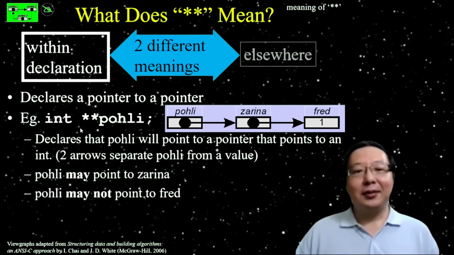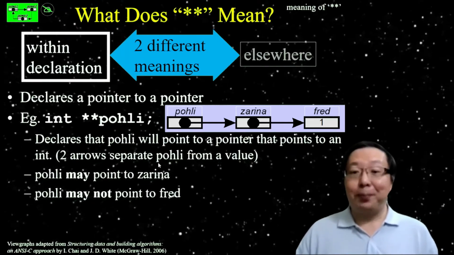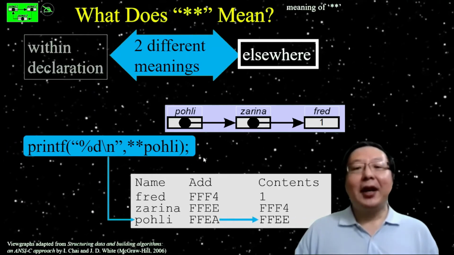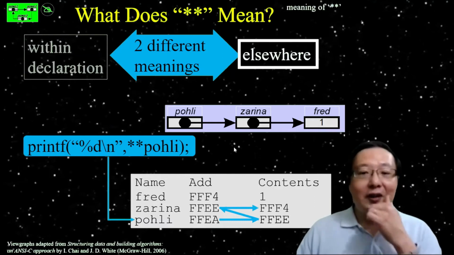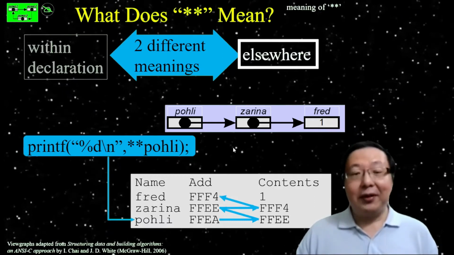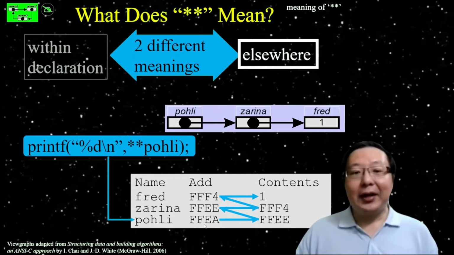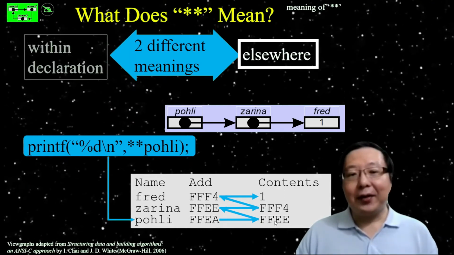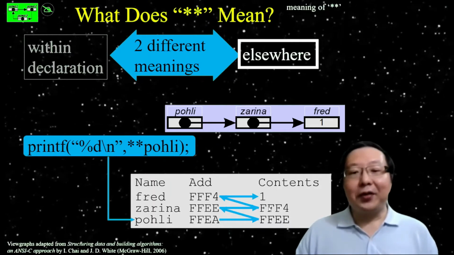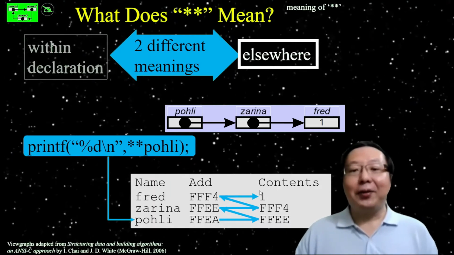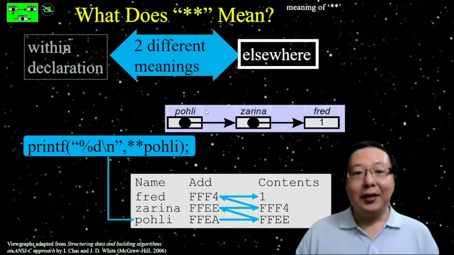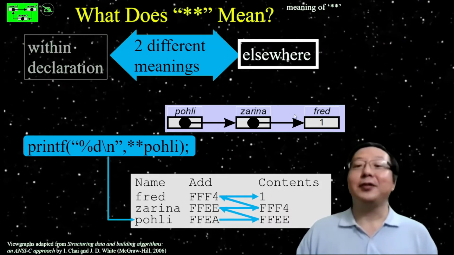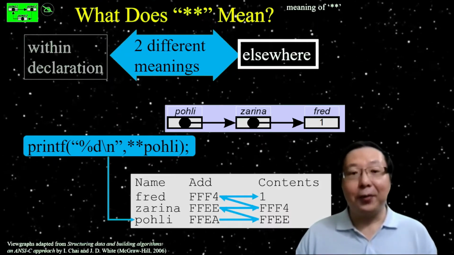In a declaration, star star means we are declaring a pointer to a pointer. Elsewhere, star star means dereference the pointer and then dereference that dereference. As you saw in the animation, first we were at poly, we dereference it, it goes to FFEE, which is Zarina, and you dereference it, it goes to FFF4, which is Fred, and we finally get the value 1. So in the VP diagram, it's following the arrow twice. Follow the first time, you get to Zarina, follow the second time, you get to Fred, and you get the value of 1.